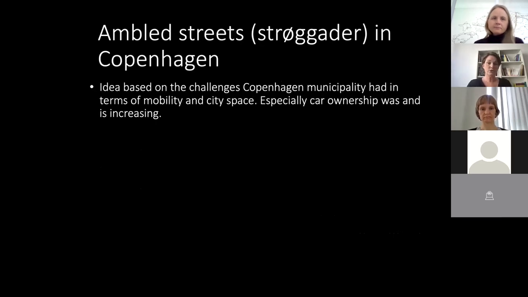And just to show you an example, I'm just going to talk shortly about what is called Strøgade in Copenhagen. I try to translate it into ample streets. It's a little bit difficult to translate because Strøg actually means shopping street. So the direct translation would be a shopping street, which doesn't sound very good. So I made it into ambled instead.